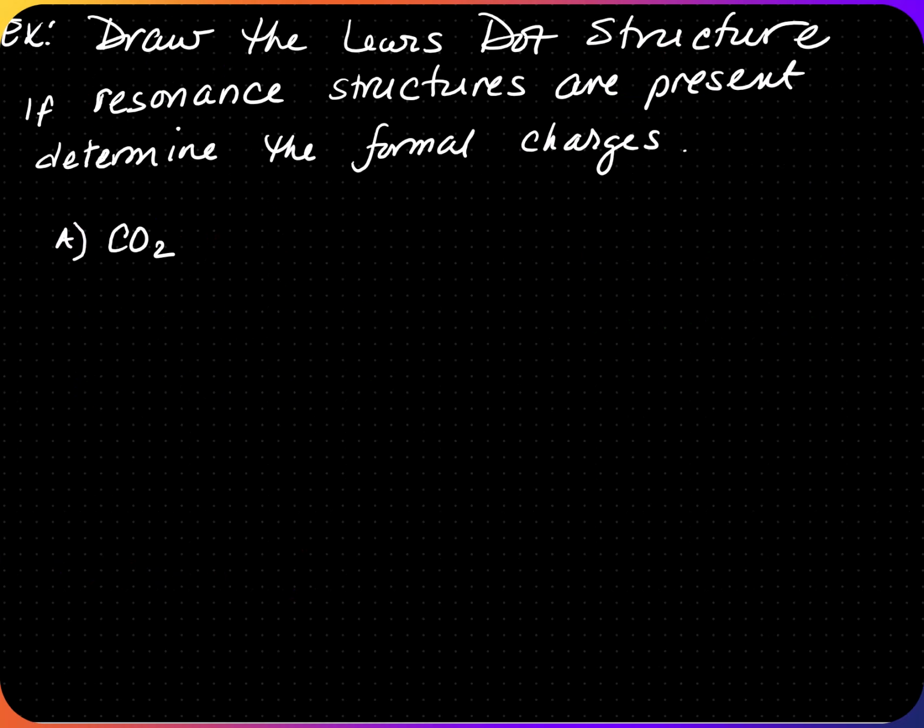Pause the video. Draw the Lewis dot structure for CO2. If there are resonance structures possible, please draw them and then determine the formal charges. Carbon has 4 valence electrons plus 2 oxygens, which have 6 each, which makes 16 electrons. The least electronegative goes in the middle, so it's going to be symmetrical.